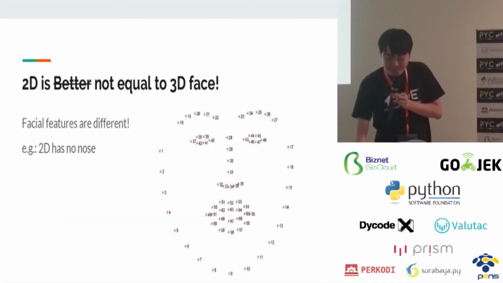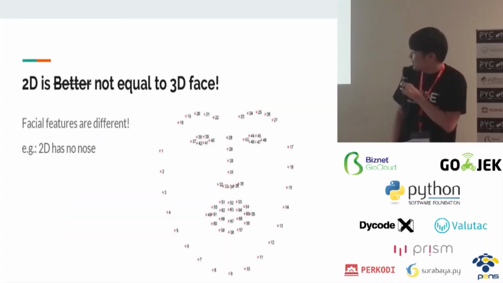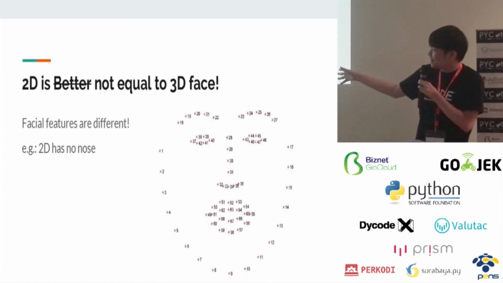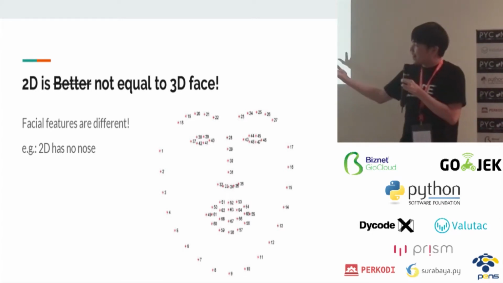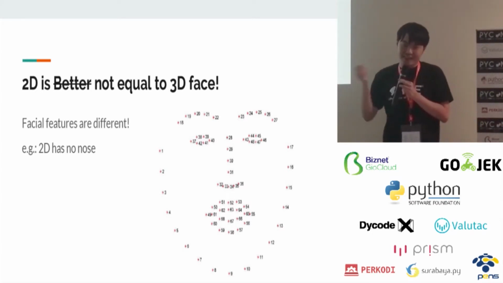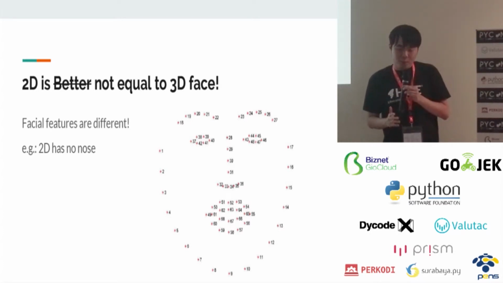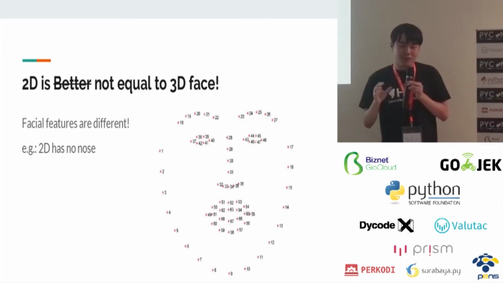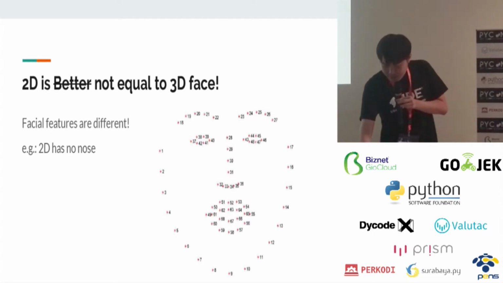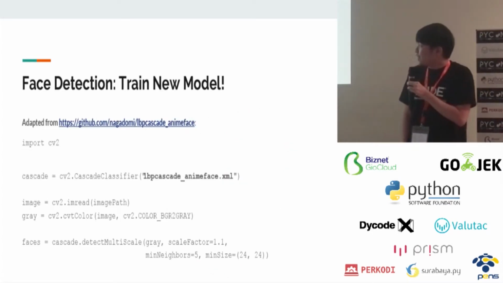So why? The reason is actually clear, because the facial features between anime character faces and human faces are totally different. For example, in anime characters, probably they don't have a noticeable nose, right? So that's a problem where you need to know how to learn from your dataset. You need to create a model which can solve your own specific problem. So yeah, you need to train a new model.